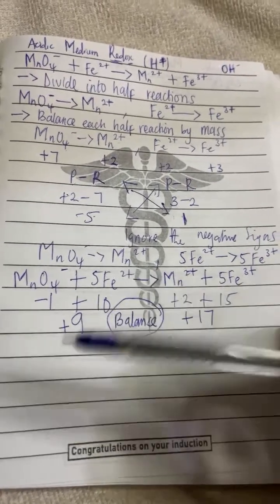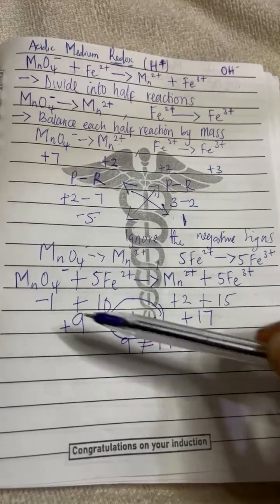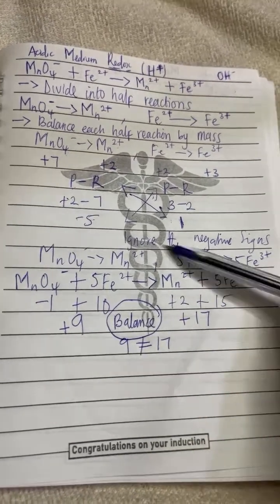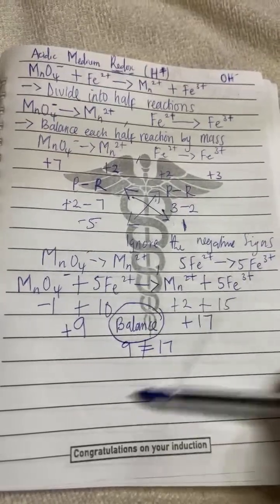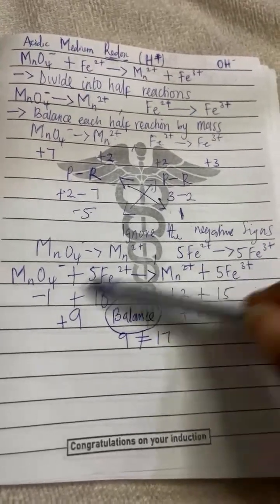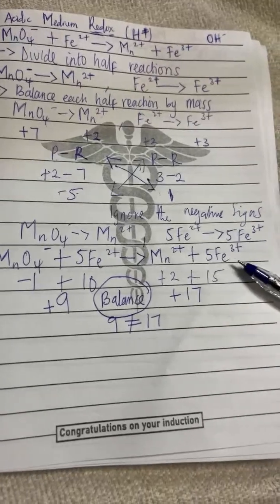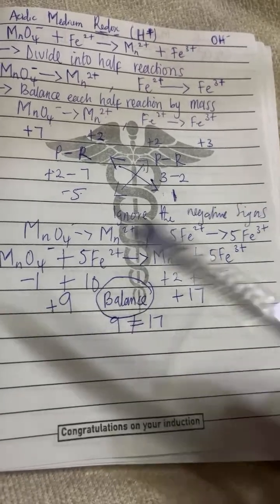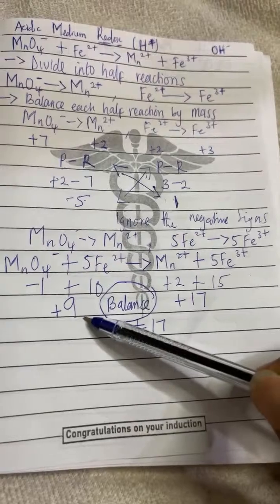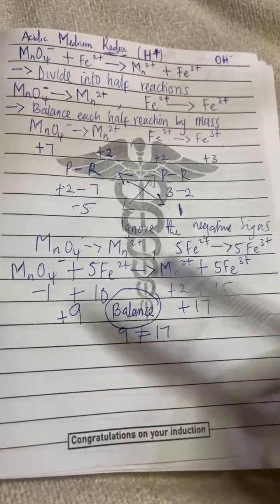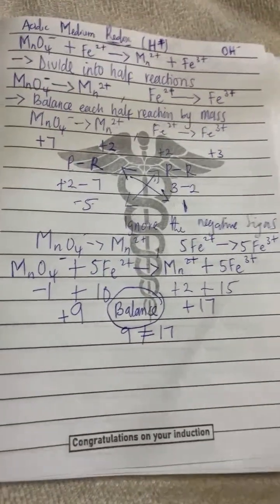H+ will add to it. H+ will increase it to 10, to 11, to 12, 13, 14, 15, 16, till it gets to 17. Are you getting me? So it is the number of moles of H+ that will determine how much we want to increase it.